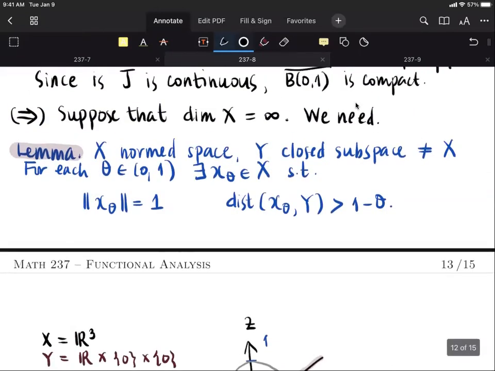So again, according to this lemma, if you have a closed subspace not equal to x, given any theta, you can find a point having norm equal to 1 whose distance with y is greater than 1 minus theta.